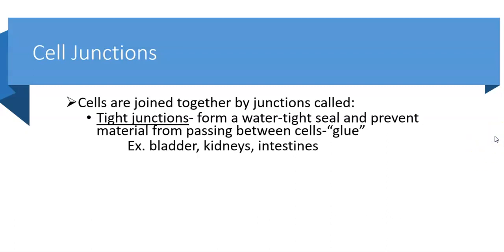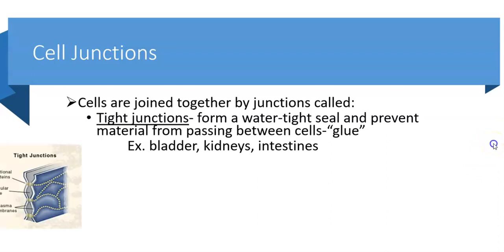And where we see this, we see this in our bladder, in kidneys and your intestines. We see this with the epithelial tissue on your skin to help you be watertight. So this is an example of that tight junction there.